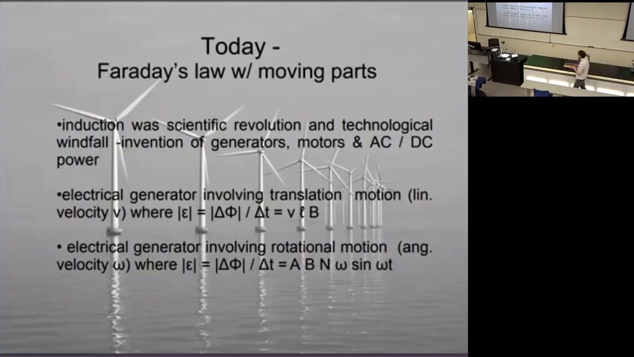As I say, this discovery by Faraday of induction was both a scientific revolution in understanding electricity and magnetism, but it also was this huge technological windfall. It's how we make electrical energy and electrical power, through induction. And that's really what this class is about: how we make electrical energy, electrical power, electrical currents, and electrical voltages.